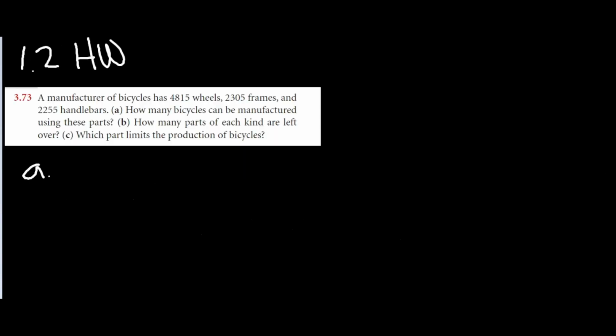Alright, so question number 73. So, this is kind of a fun one. A manufactured bicycle has this many wheels, this many frames, and this many handlebars. How many bicycles can be made? So, all we need to do is figure out how many wheels per bike we need, how many frames, how many handlebars. Obviously, you need 2 wheels, 1 frame, and 1 handlebar.